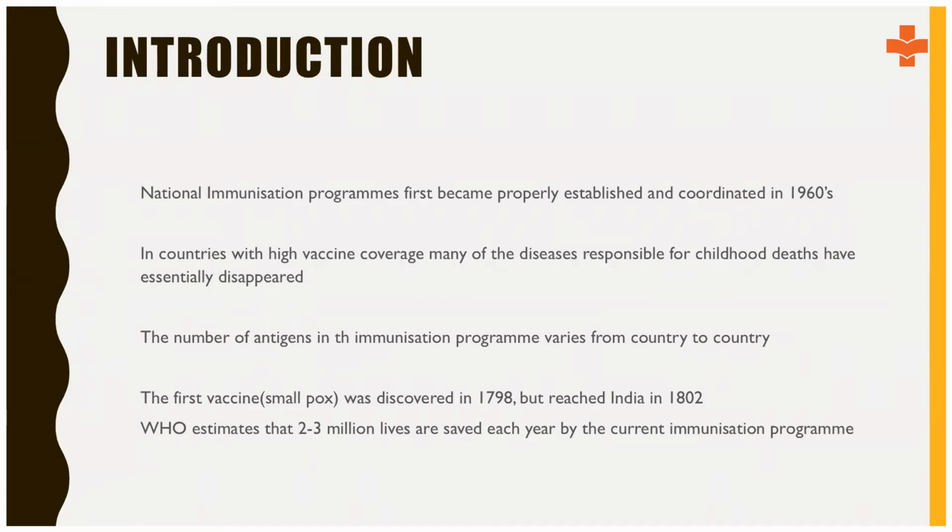In countries where we had a high vaccine coverage, many of the diseases responsible for childhood deaths have essentially disappeared thanks to the vaccines. The number of antigens, or the vaccinations used in each country's national program, varies between the countries. The first vaccine which we got used is smallpox, and it was discovered in 1798. And in India, it came to be in use from 1800. WHO estimates that 2 to 3 million lives are saved each year by the current immunization program.